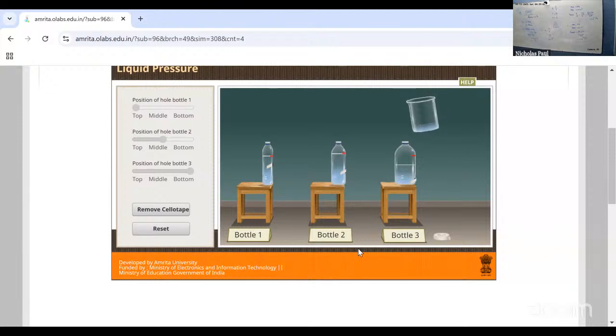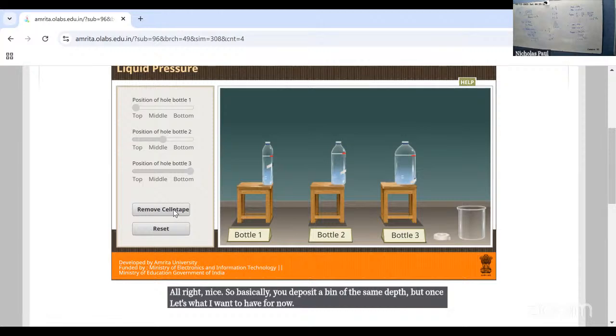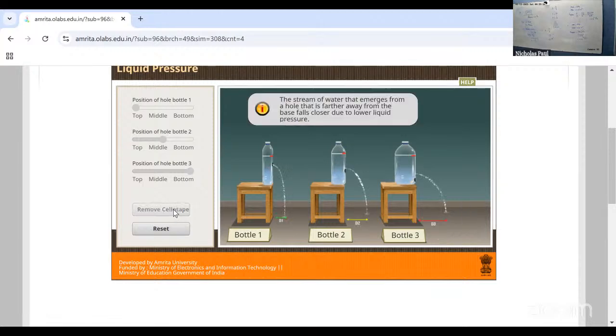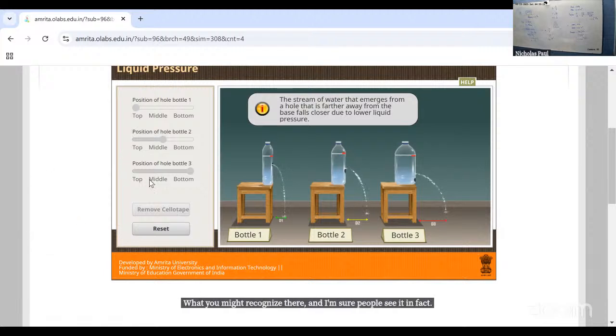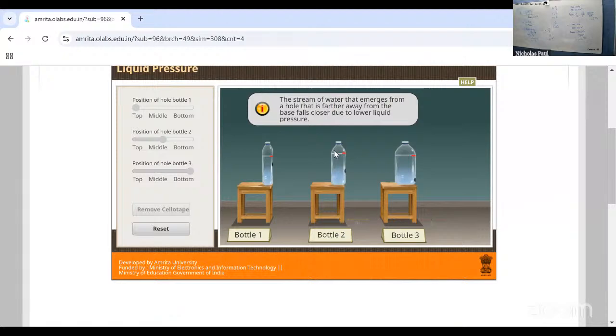All right, nice. So basically, the deposit should have been of the same depth, but let's see what will happen now. What you might recognize there is that where the hole is the highest, the water squirts out the smallest distance. You're seeing that? And where the hole is the lowest, all the way down here, the stream of water goes furthest.